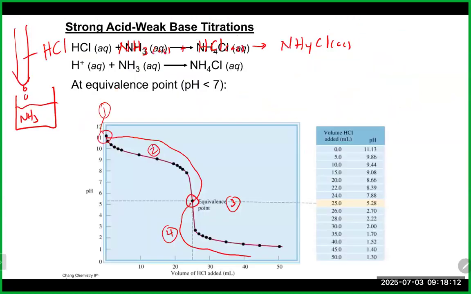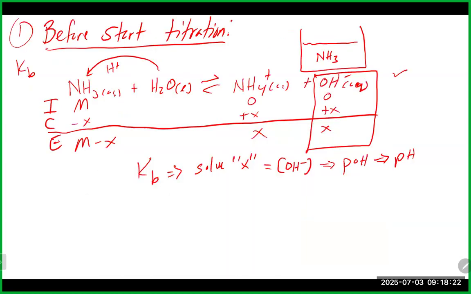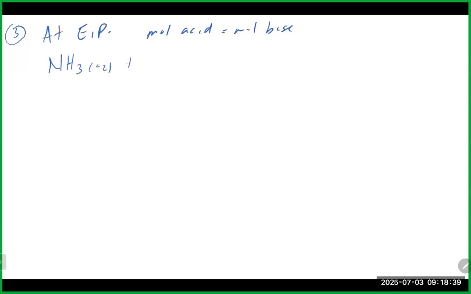So this one is kind of similar to the last time. You are going to hit a buffer in this region. You have a Kb happening there at the beginning. Now we get ourselves to the equivalence point here. At the equivalence point, we will have our moles of acid equal our moles of base. So once again, obviously, we will have a reaction: NH3 plus our HCl, making our NH4 plus and Cl minus.